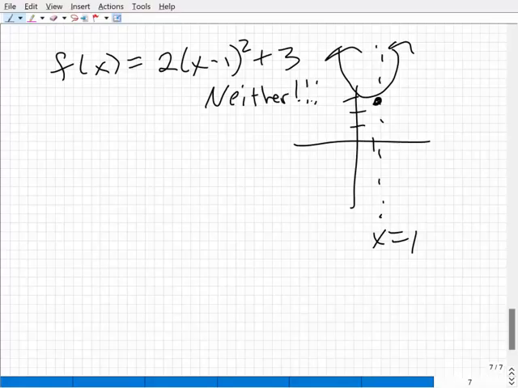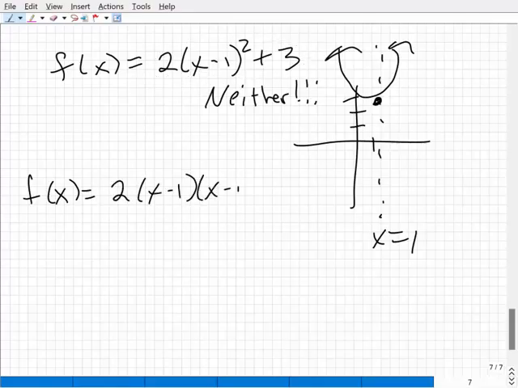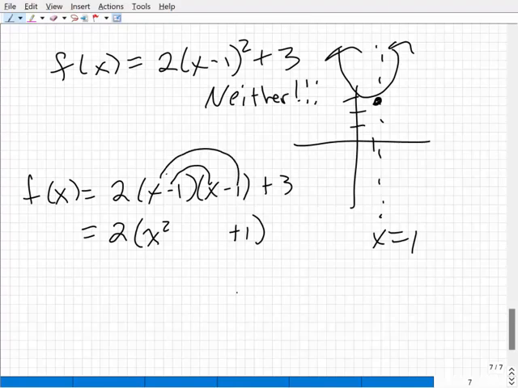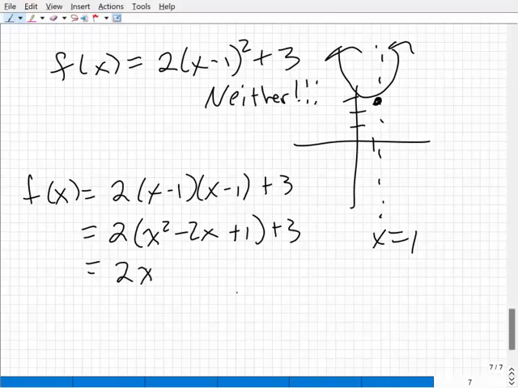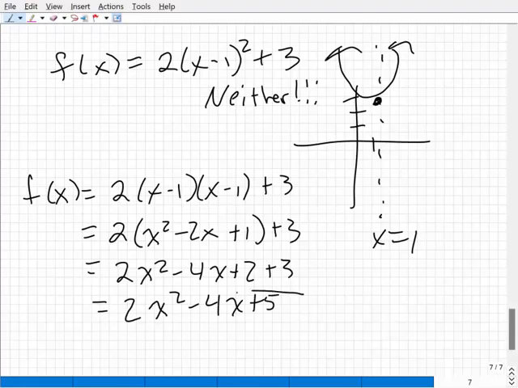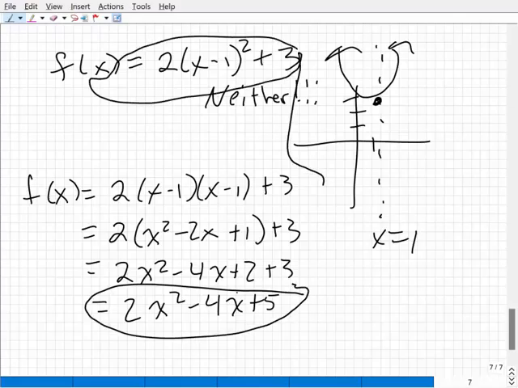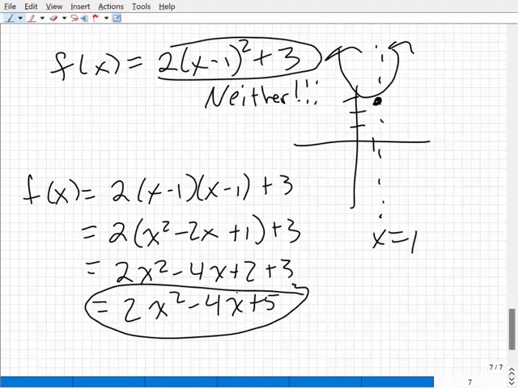To prove it, well, I could multiply this out. x minus 1 times x minus 1 to make it easier. I've got a 2. What is this? x squared plus 1. And I also get a minus x and a minus x plus 3. So multiply the 2 through. Combine the like terms. All right, this is this guy, but put into general form.